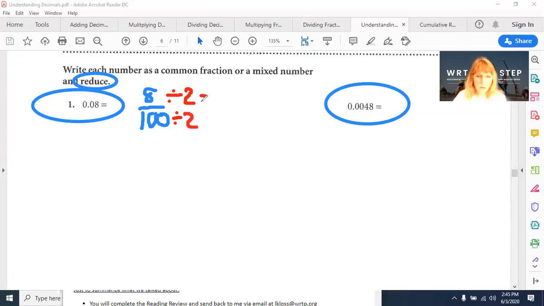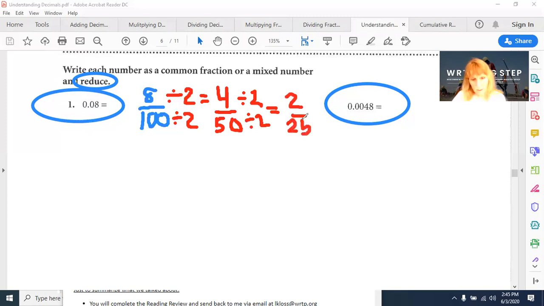So 8 divided by 2 is 4. Remember, you have to divide the top and the bottom by the same number. So 100 divided by 2 is going to be 50. And then notice how I could also divide by 2 again. So I could have divided by 4 originally. But let's do it again. Divide by 2 again. And now I will get 4 divided by 2 is 2. And 50 divided by 2 is 25.